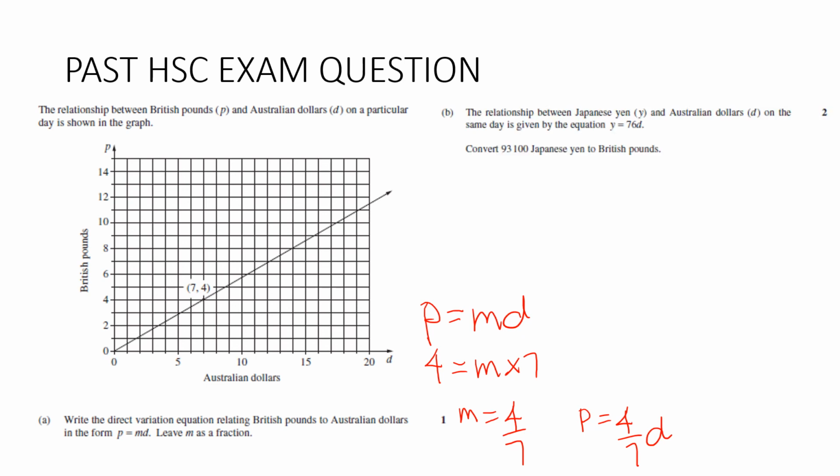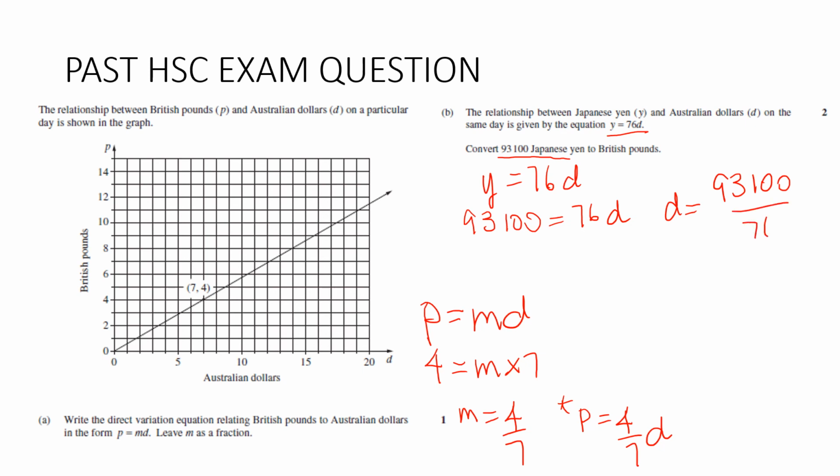Part B, the relationship between Japanese yen, Y, and Australian dollars, D, on the same day is given by the equation Y equals 76D. Convert 93,100 Japanese yen to British pounds. So we're going to have to go via this equation and then this one here. Starting with Y is equal to 76D, we have 93,100 Japanese yen. So 93,100 is equal to 76D. And so D is equal to 93,100 divided by 76. Just grab my calculator. 93,100 divided by 76 is $1,225.